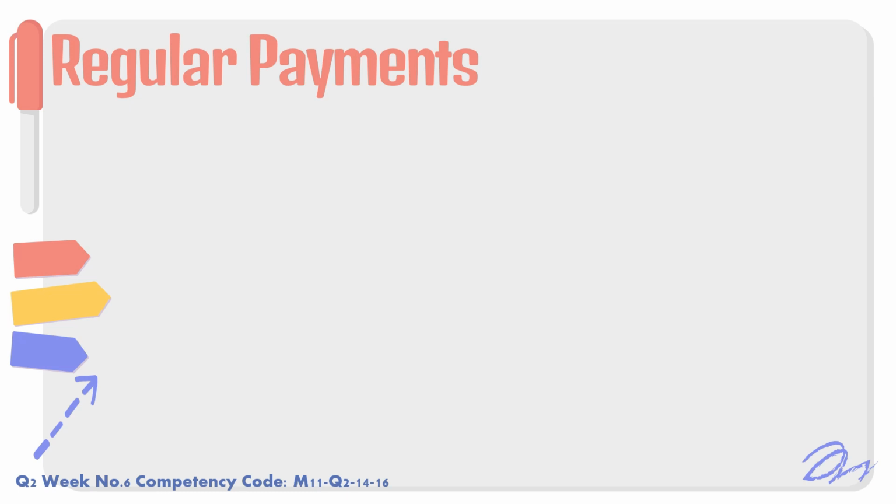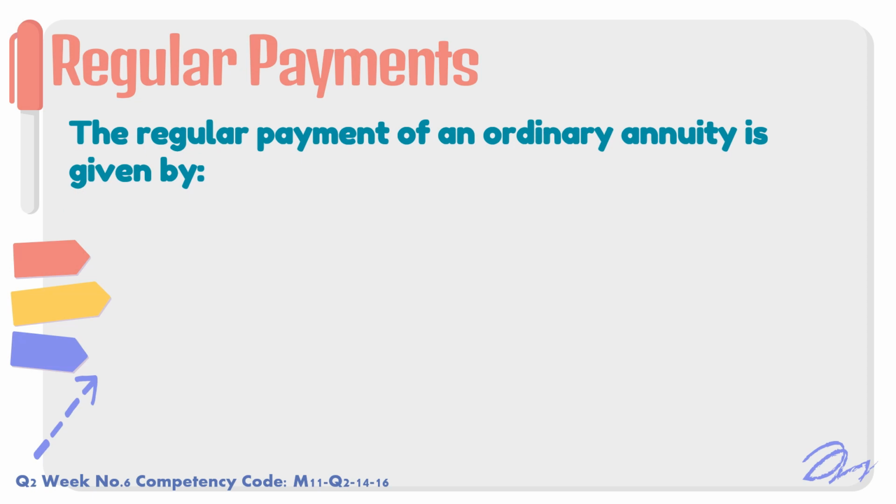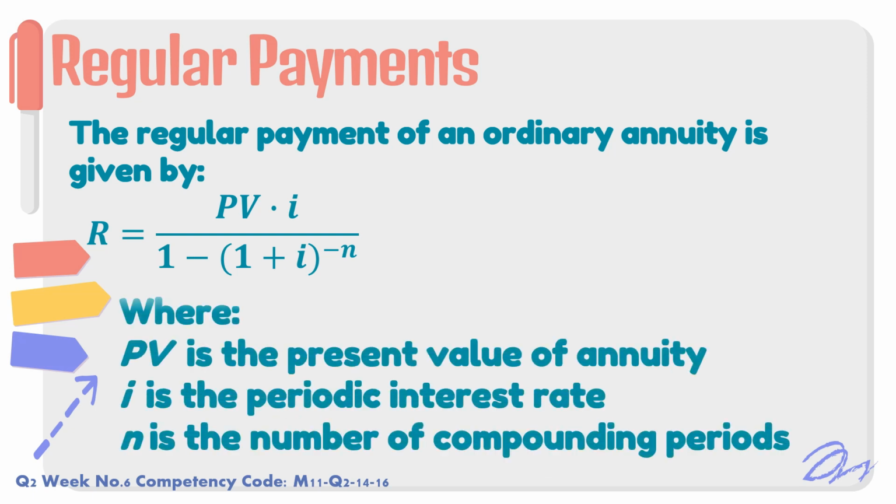Which is better, repaying a loan by one-time payment or by series of regular payments? Remember that regular payment is the amount of each payment. The regular payment of an ordinary annuity is given by R = PV × i / (1 − (1 + i)^(−n)), where PV is the present value of the annuity, i is the periodic interest rate, and n is the number of compounding periods.